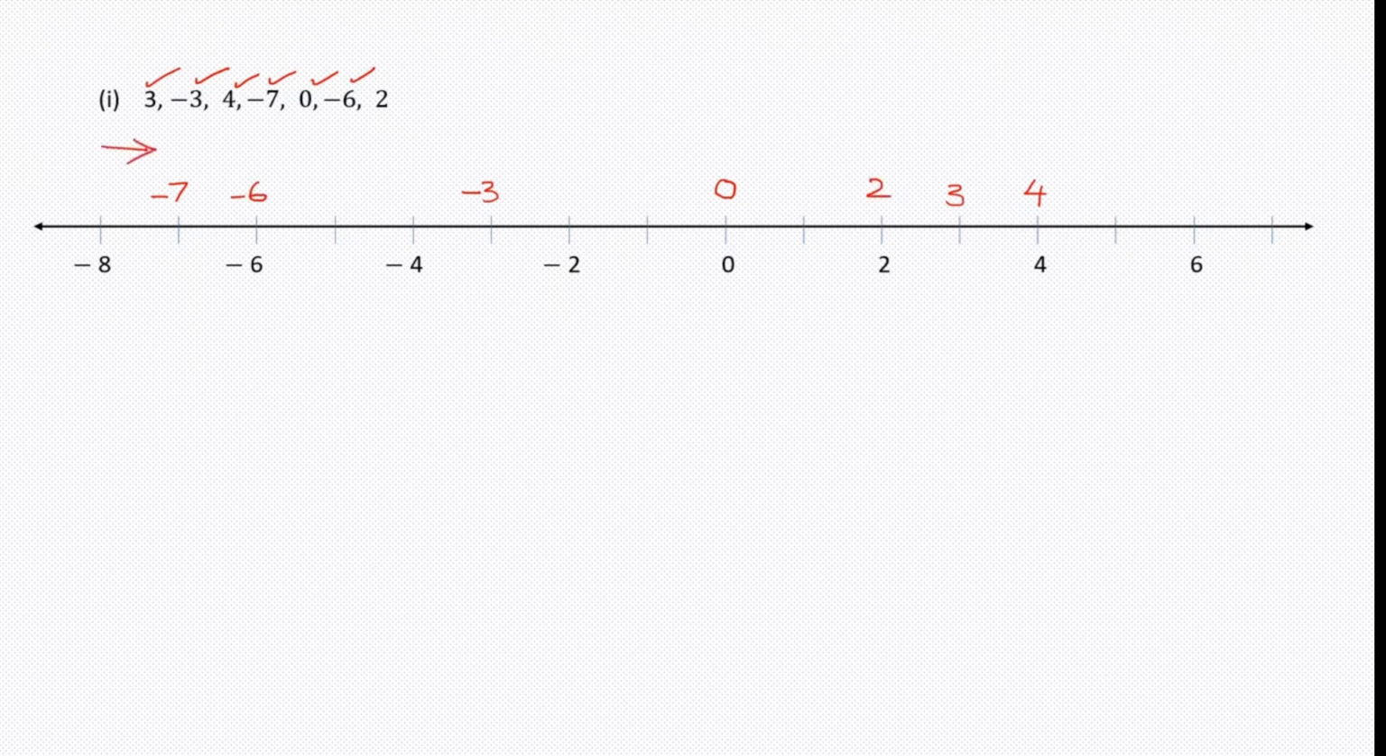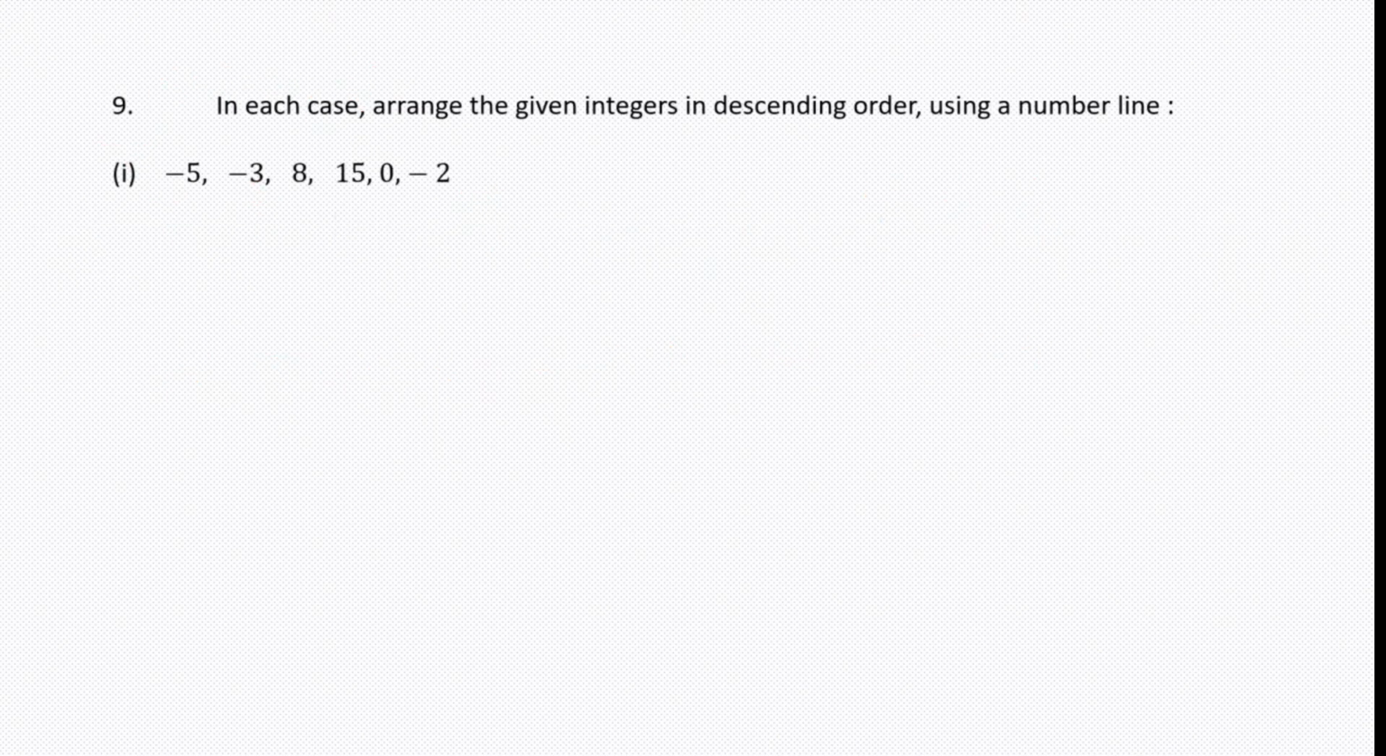Okay, ascending order is from left to right. So let's start. Minus 7, minus 6, minus 3, 0, 2, 3, 4. We've arranged our numbers in ascending order.